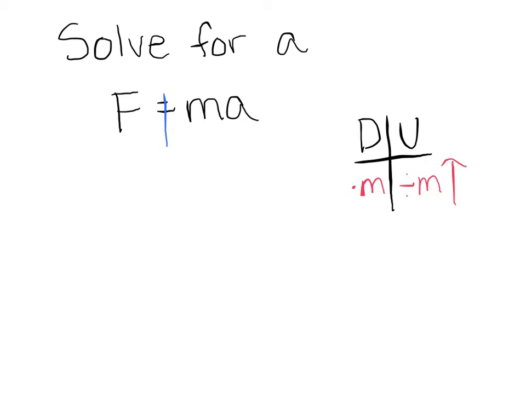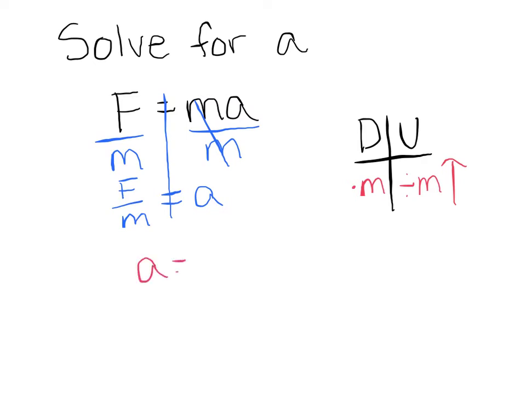To solve this equation for a, I'm going to draw my line through the equal sign, and I'm going to divide this side by m so I can get a by itself. Since this is an equation, we also need to divide the other side by m. M over m is 1, so they cancel out. You're left with a on this side and f over m on the other side. And again, you can always flip these around and say a equals f divided by m. So in this case, acceleration is the force divided by the mass.